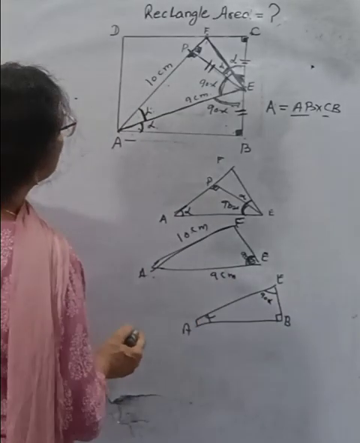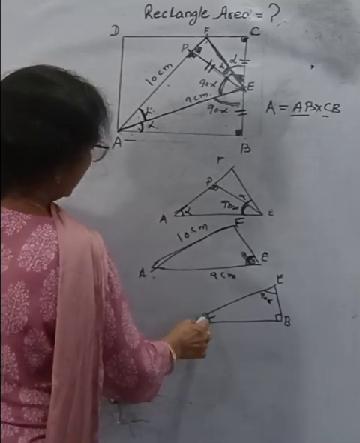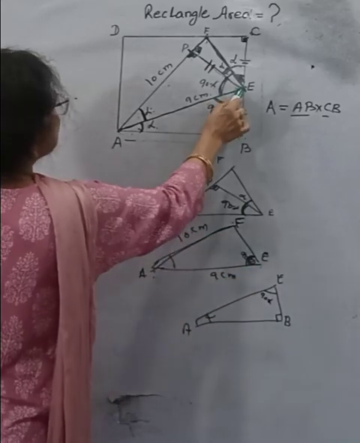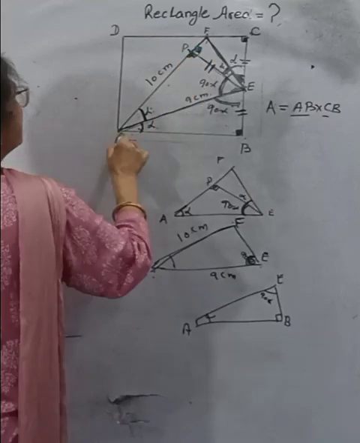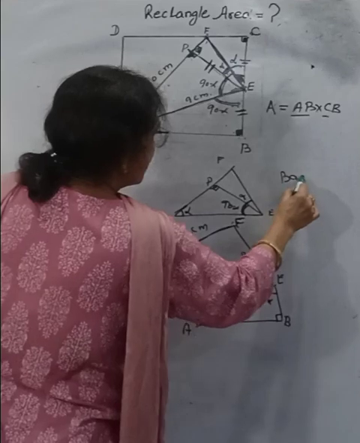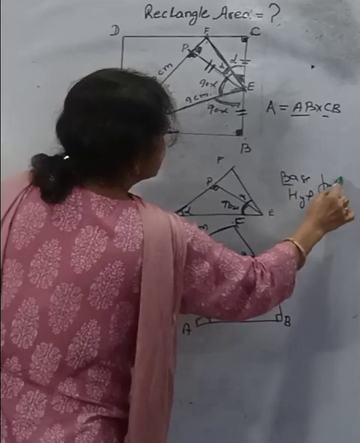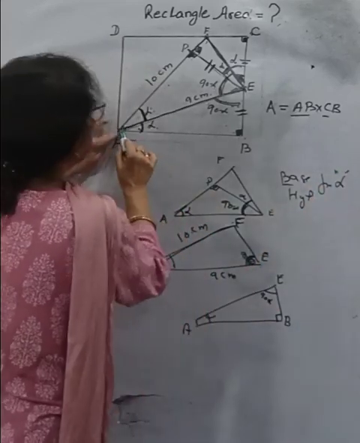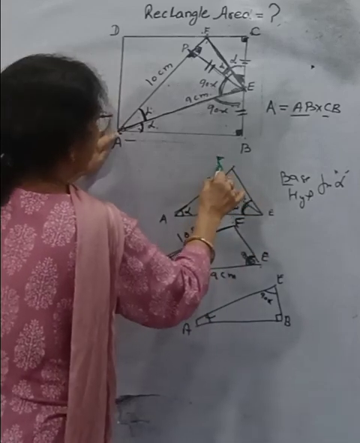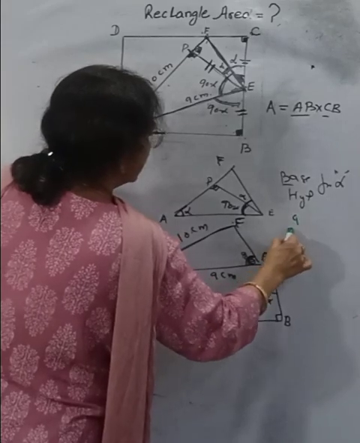Okay. Now we will compare for this angle alpha, base upon hypotenuse. Base upon hypotenuse is given to us as 10 centimeters. Base upon hypotenuse for angle alpha in triangle AEF will be equal to 9 upon 10.